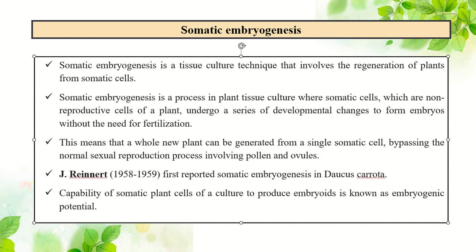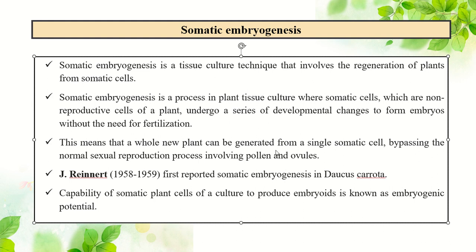Now remember these words when writing the definition of somatic embryogenesis: it bypasses the reproductive parts. It means we are bypassing the normal sexual reproduction process involving two things, pollen and ovules. We are not involving anything regarding the sexual reproduction process. We are only utilizing a single somatic cell for culture.